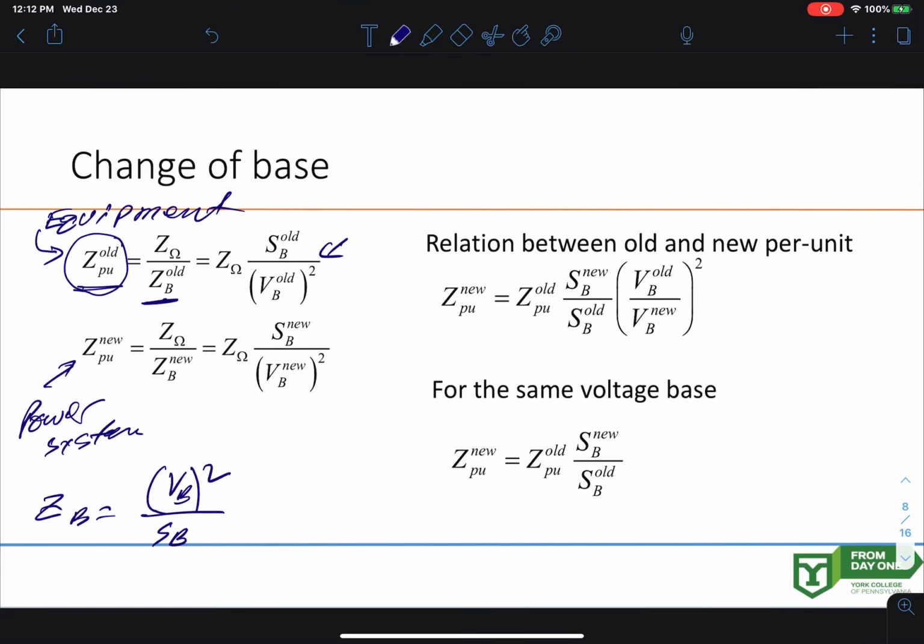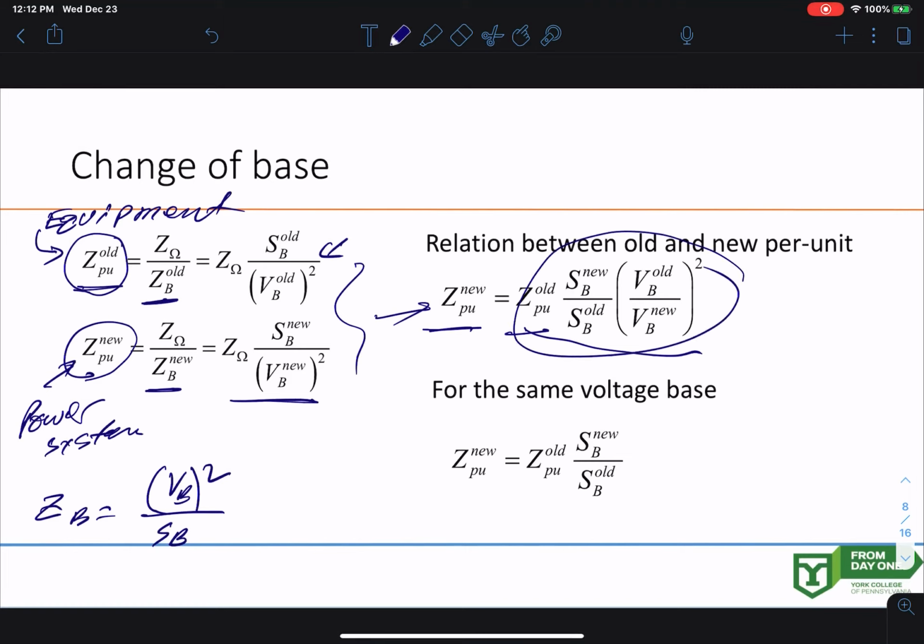Now again, the power system has its own base over here, so it should be this one here. Now you're trying to find the new one compared to the old one. If you combine these two equations, modifying them, you get this. This gives you the per unit impedance of the equipment, when you bring a new transformer or a motor to the power system, compared to the power system base.